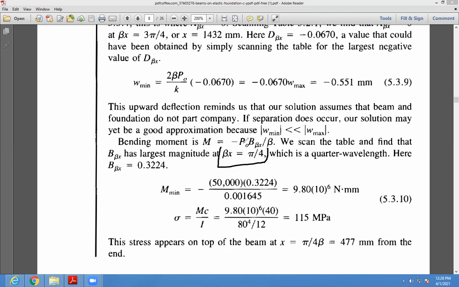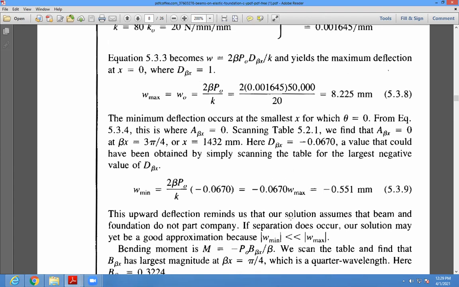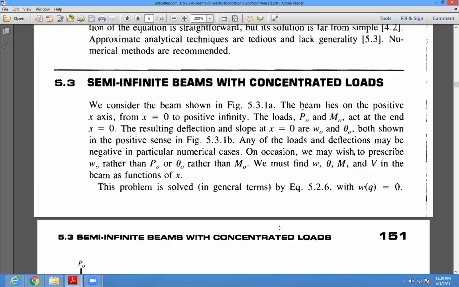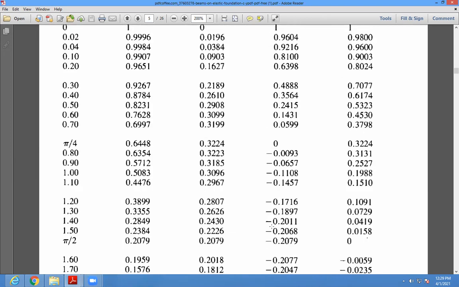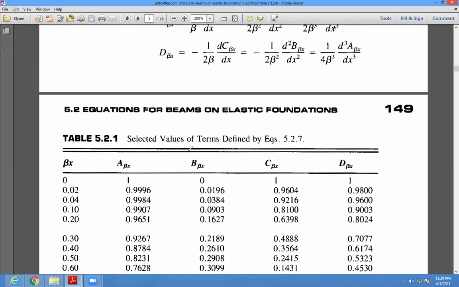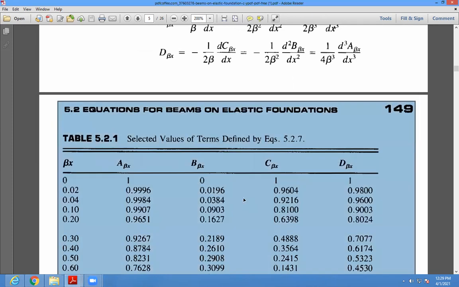At what value of beta x do we get the maximum value of b beta x? For that we have to refer to the table. At beta x equal to pi by 4 we get the maximum value of b beta x. So we will refer to the table. The second term is your b beta x, so we have to refer to this table for getting the maximum value of b beta x.